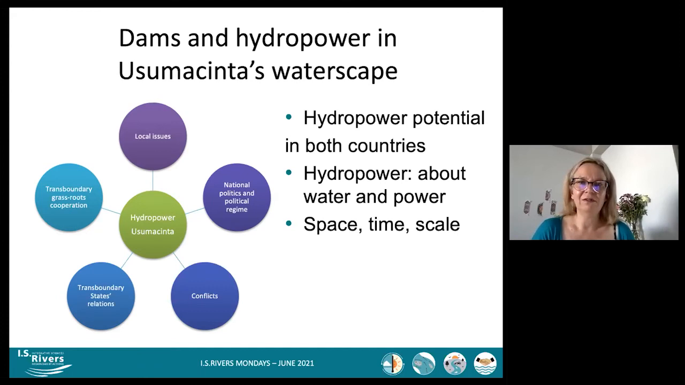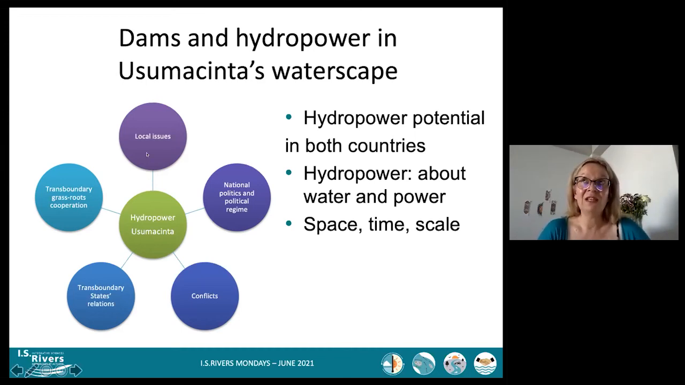The Usumacinta is a river and a river basin that's got a very high flow rate. It has huge hydropower potential. And it's an important element to understand the relationships between water and power, between the two countries, between the states and the local populations. We can see this in the different areas of Usumacinta over time and at different scales.